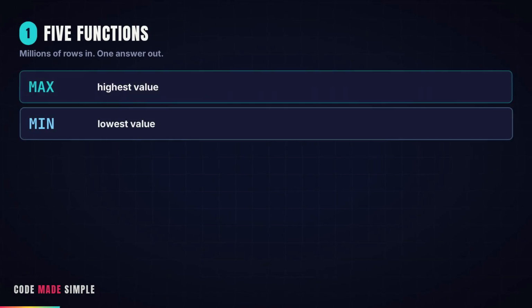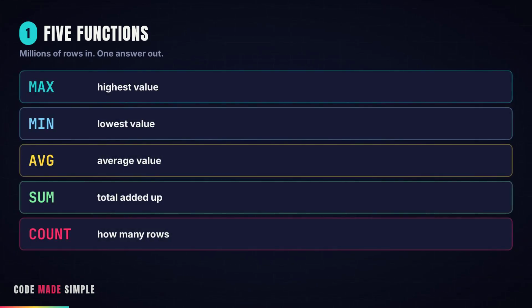5 functions to remember. Max, the highest value. Min, the lowest. AVG, the average. Sum, everything added up. Count, how many rows? AVG and sum ignore nulls, so your math stays honest.